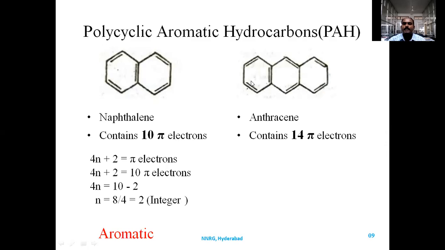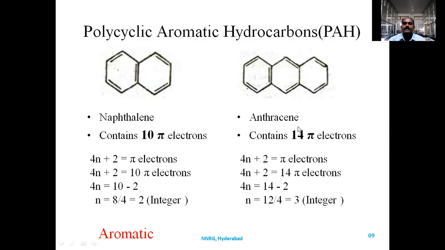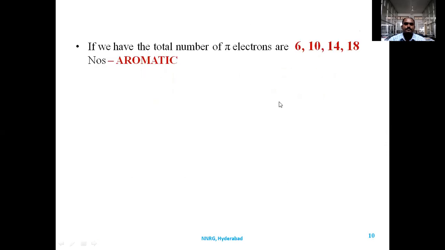Anthracene contains how many pi electrons? If you count the double bonds, 1, 2, 3, 4, 5, 6, 7, 7 double bonds are present. So 7 into 2, 14 pi electrons are present in anthracene. When you apply Huckel's rule, n is equal to 3. n is equal to 3 is an integer. So definitely anthracene is also an aromatic compound.